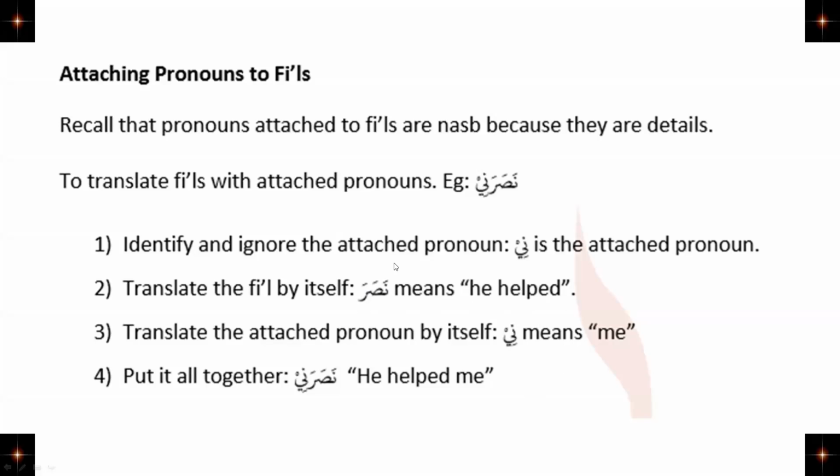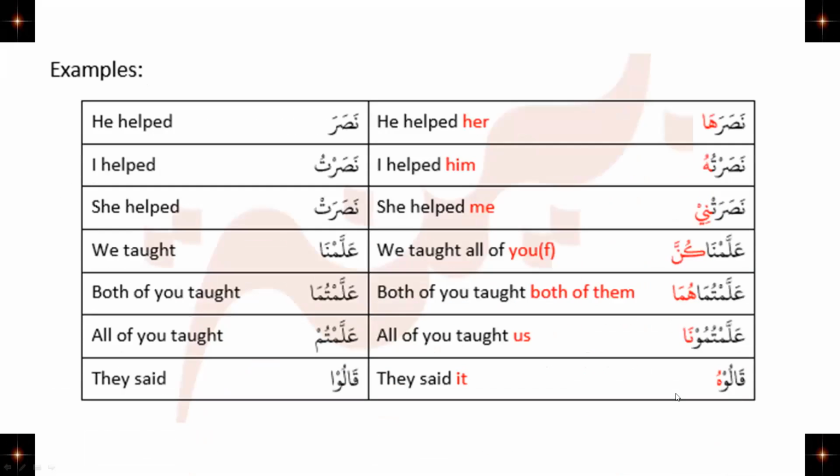Now, when you translate this as he helped, then you translate the attached pronoun alone, which is me, as I said, okay? Me, not I. Note, not I. I is ana, but me is ni, okay? Very good. After this step, then you put both the nasara, which is he helped, and then the ni, which is me. So it becomes he helped me. Finish. So that is the way to translate all attached pronouns to a fi'l. Very good.